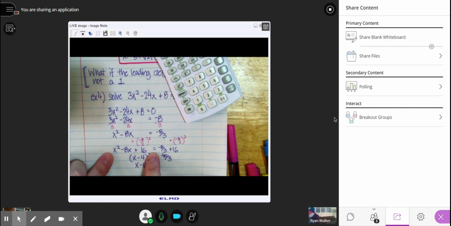And then the perfect square trinomial here would be x minus 4 squared on the left-hand side. And then on the right-hand side, I used my calculator to do a negative 8/3 plus 16, which gives me 40 over 3. Okay.